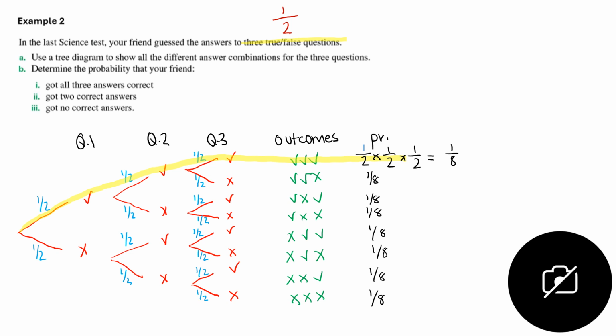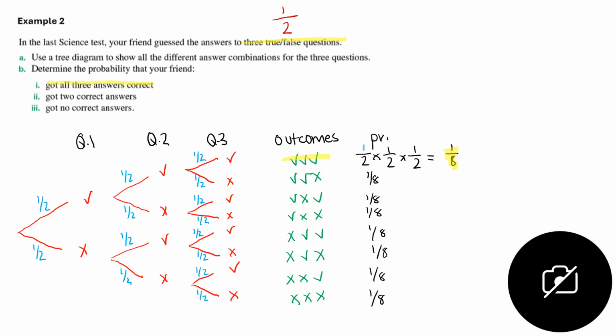Now let's actually answer some questions about this. Determine the probability that your friend got all 3 answers correct. So what I am going to do is find that outcome on the side here. All 3 correct? Well, there was only one option for that, which was this first one here. And we had a 1 in 8 chance of getting that right.